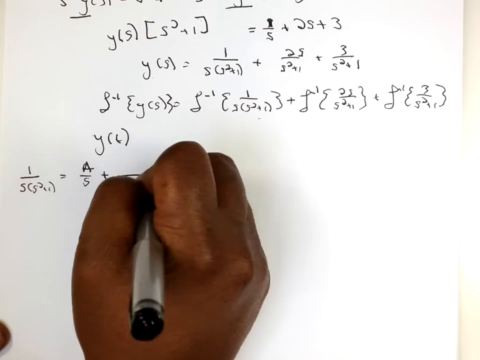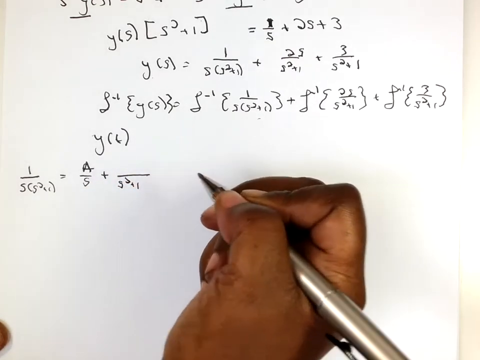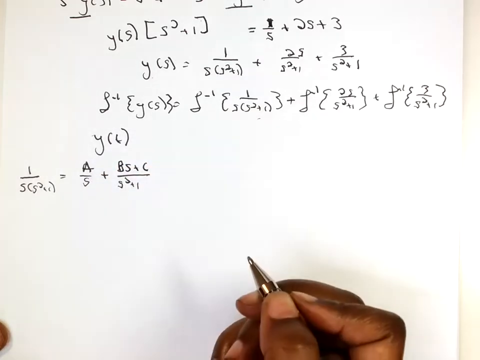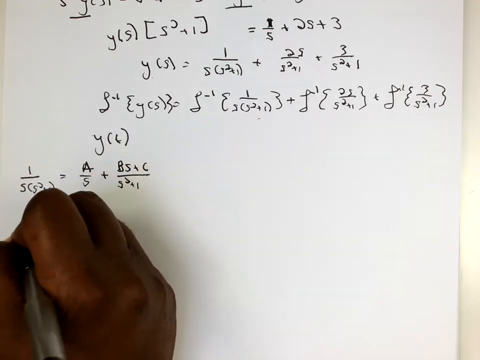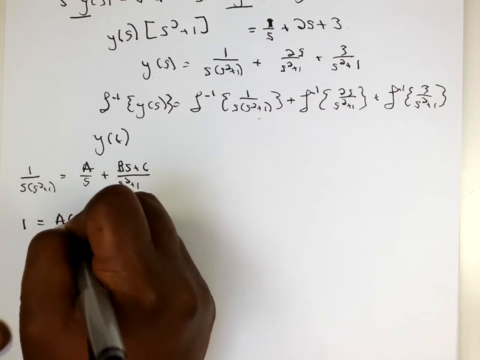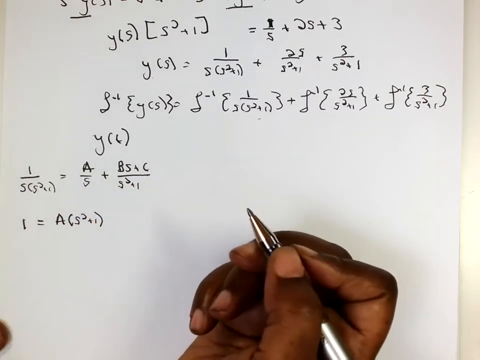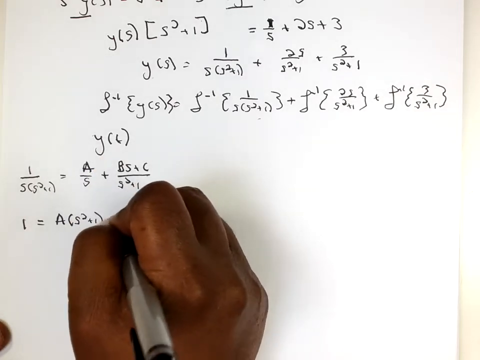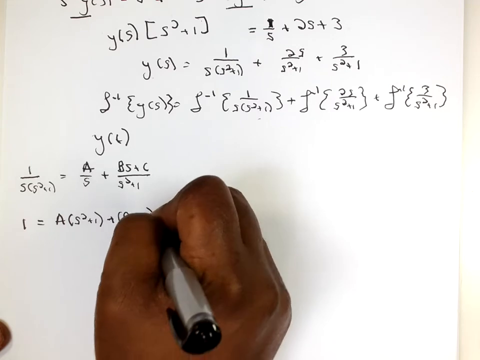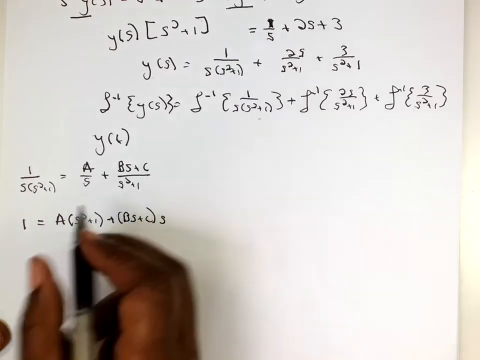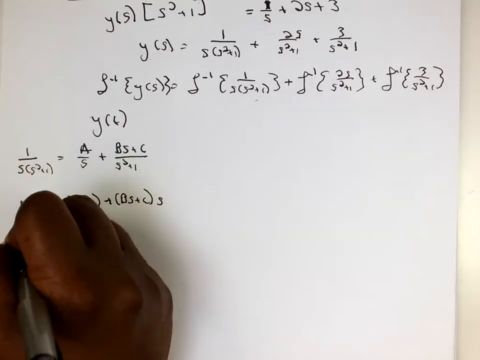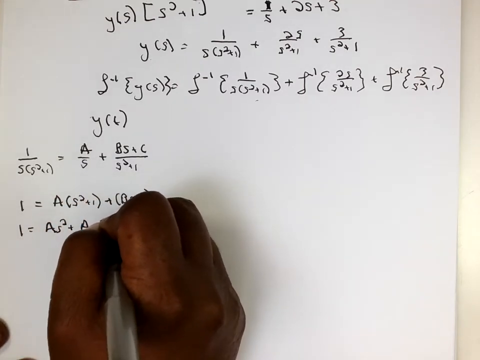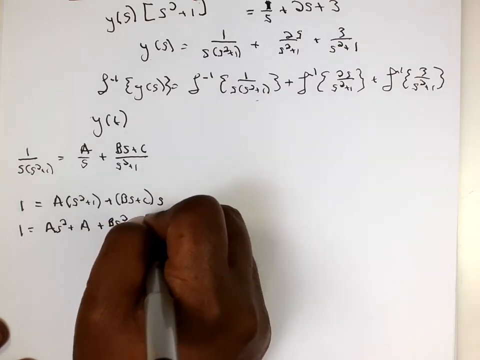Because there's that s squared plus 1, I'm going to need a linear factor on top. So that's going to be bs plus c. Multiply it through. 1 equals a times s squared plus 1, plus bs plus c times s. So I'm going to multiply this out. We get as squared plus a plus bs squared plus cs.